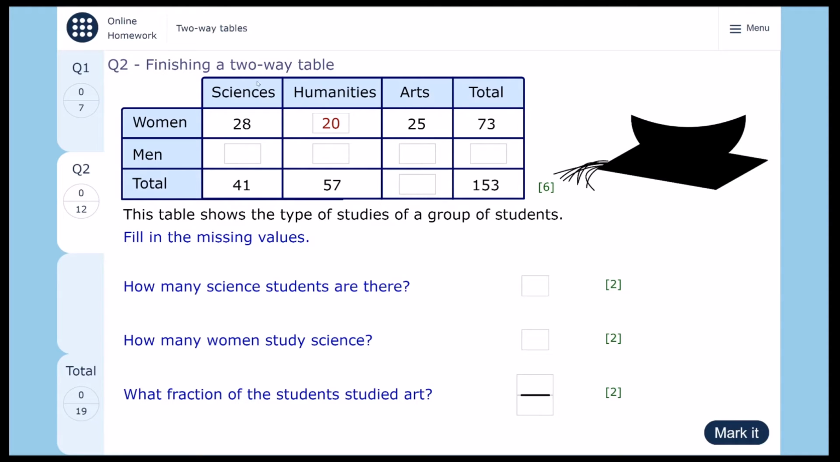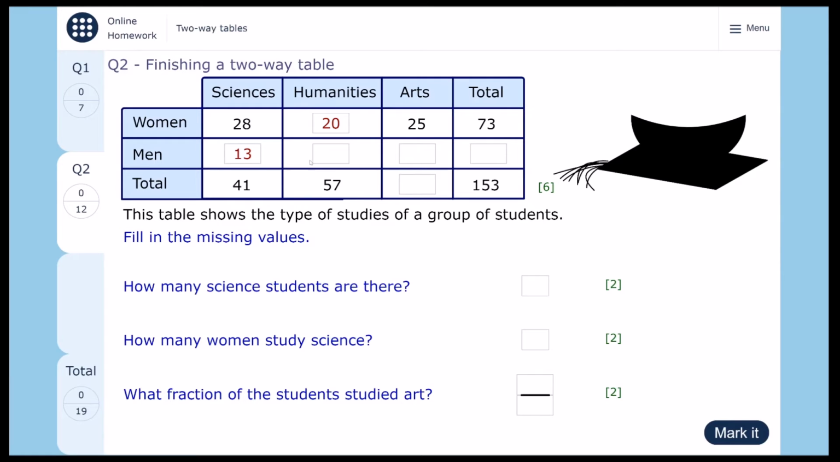Next, if I have a look at the left hand side at people who did sciences, I know that there was 41 people in total who chose that. 28 of these were women, so if I take 28 away from 41, that means that there's 13 left over that were men.